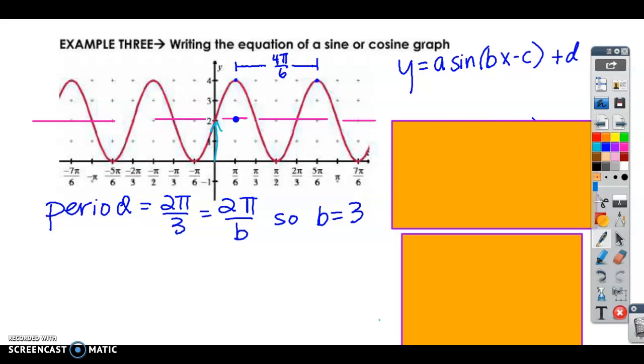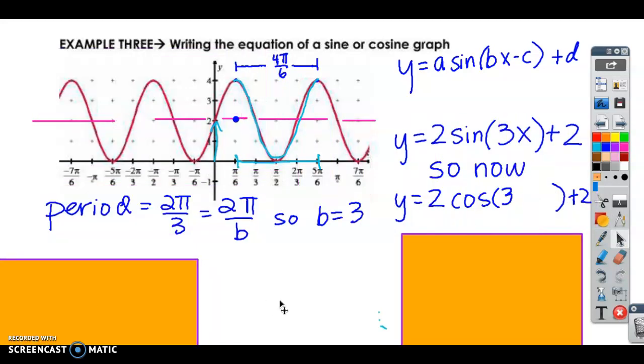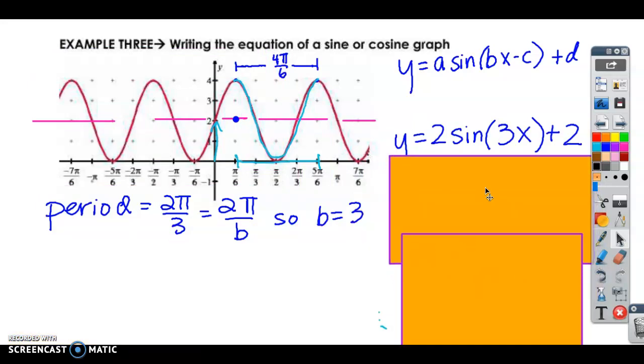The next thing I need to find is b. Normally the period is 2 pi, right? In this case, if I pick 2 points and find one full period, starting at a high point, going down and back up to the high point, from here to here in this particular graph it's 4 pi over 6, which is equal to 2 pi over 3. So that's 2 pi over b, which makes b 3. A was 2, b is 3, d is 2, so we've got our equation for the sine graph.